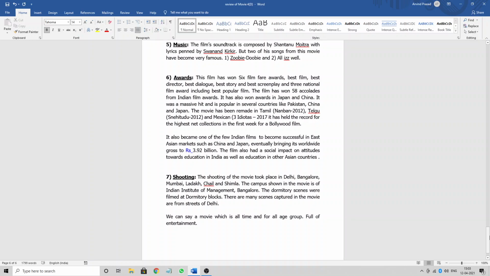The movie can be in English, the movie can be in Hindi, but no other language. Once again, I'm repeating, the movie can be in Hindi, the movie can be in English. Don't write about a movie which was made in a regional language.